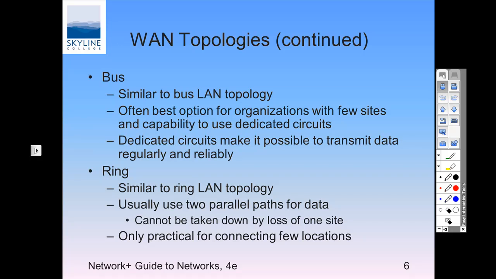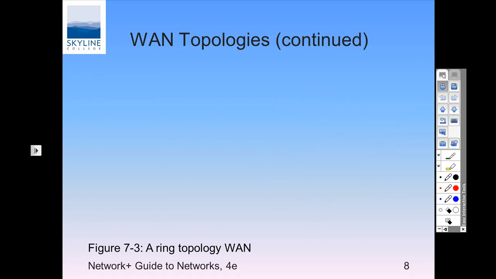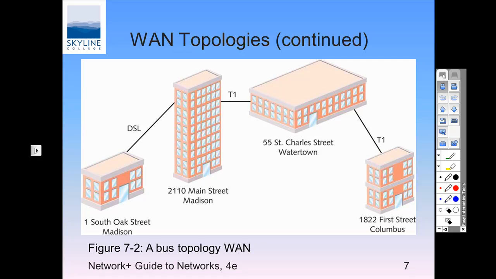Counter-rotating ring would be a good thing. Two rings, one going in each direction, would give you that redundancy, practical for a few locations. Ring topology, is that what this one says?